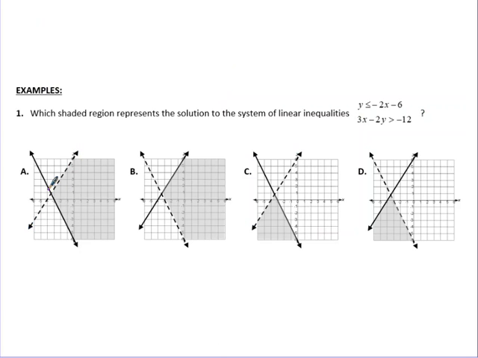So it could be A. It could not be answer choice B, so let's cross that one out because we have a dotted line and then a solid line. We want a solid line and then a dotted line. C could be our answer. D could not be our answer. Now let's go back to the graph and look at the shading.